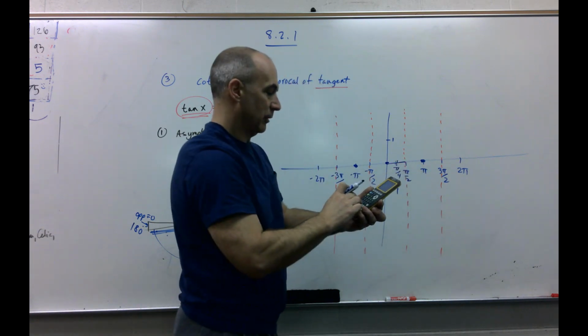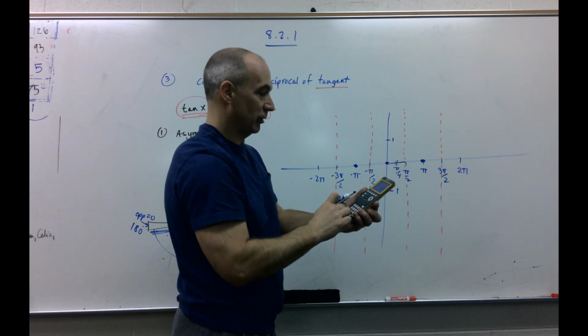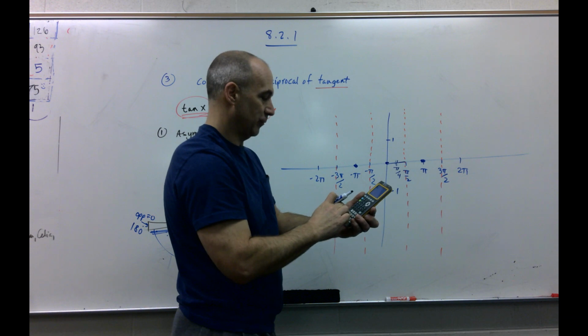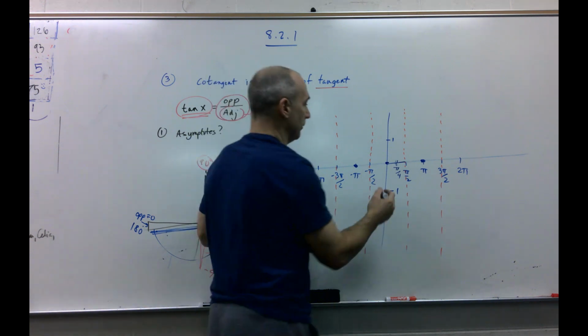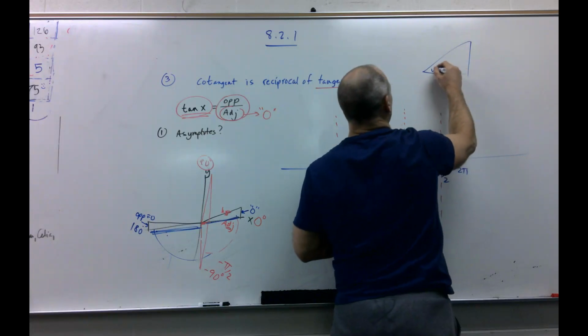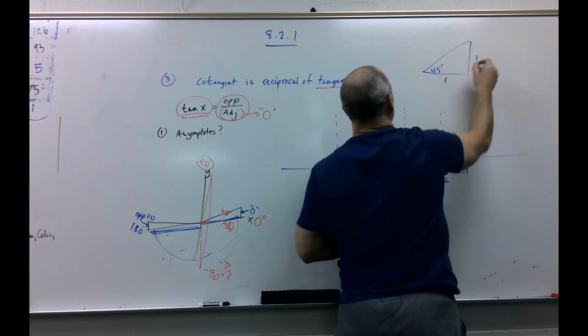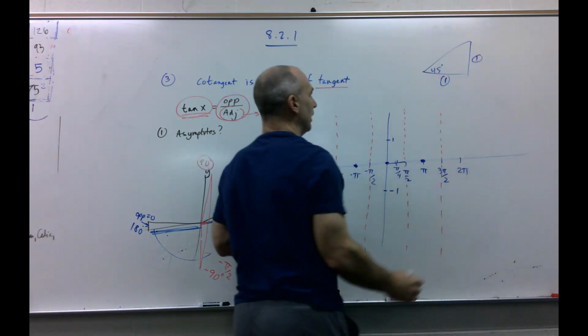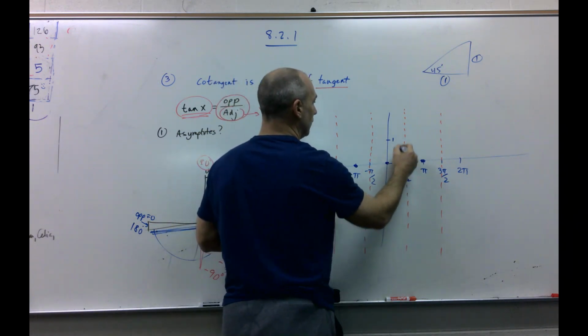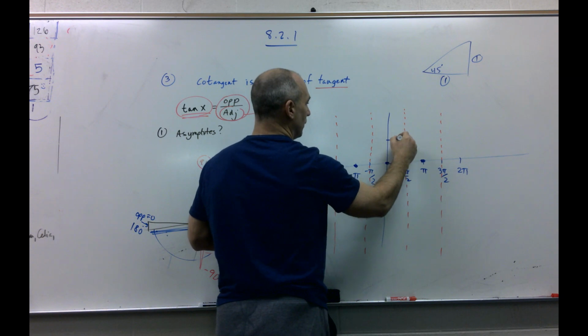So I got to go tangent of 45. Make sure you're in degrees. I'm going to type in tangent of 45. Boom, is 1. We should have known that because, you know, 45, 45, 90, that's 1, that's 1. Opposite over adjacent. That should have been a no-brainer. So that's 45 degrees. 1. So as you can see, it's coming in like this.